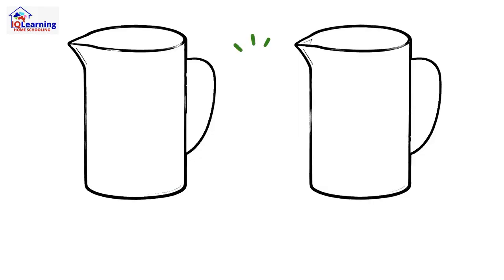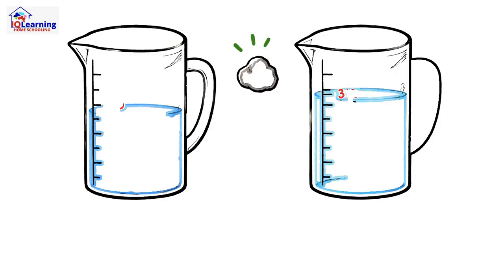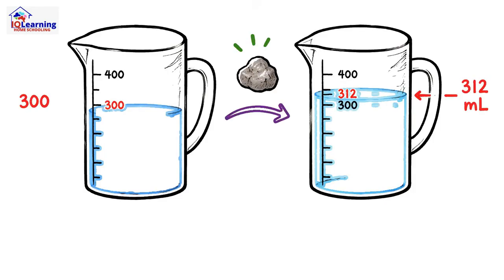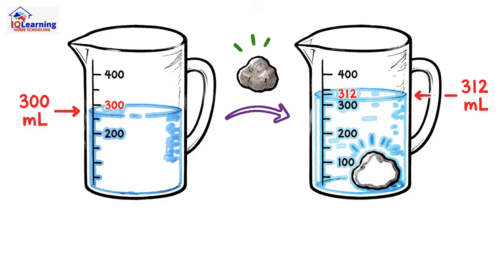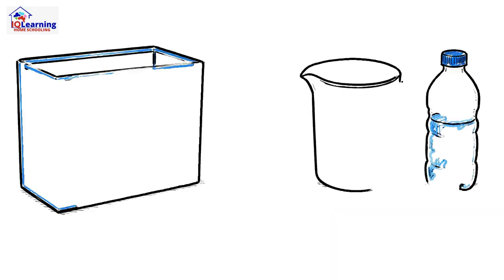This is where it gets clever. Fill a measuring jug to 300 milliliters. Gently drop the rock in. The water level rises to, say, 312 milliliters. That 12 milliliter difference is the space the rock took up, which means the rock's volume is exactly 12 cubic centimeters.